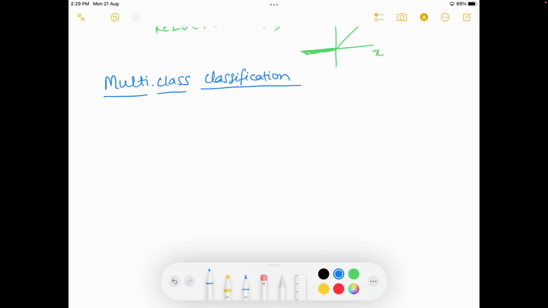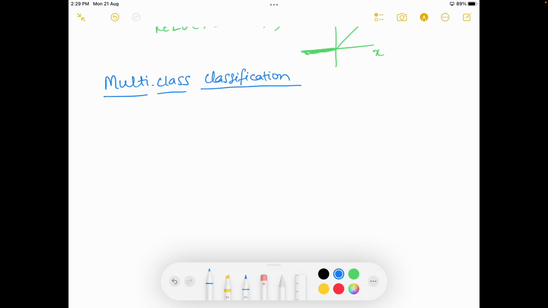Digit classification, if I write something, whether this is 1 or 2 or 3 or 4. Vehicle classification, whether this is a car or a cycle or a scooter. Fruits, fruit classification. Roses, lotus, jasmine, they are called multi-class classification. This is opposed to multi-label classification, where one thing can have multiple labels.